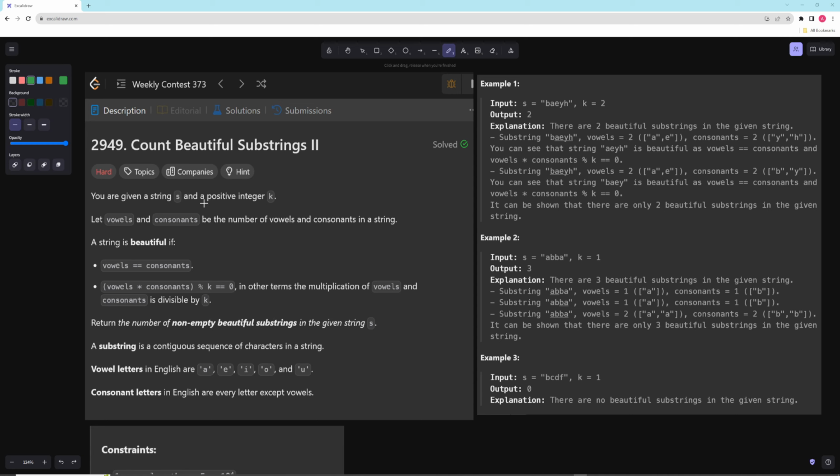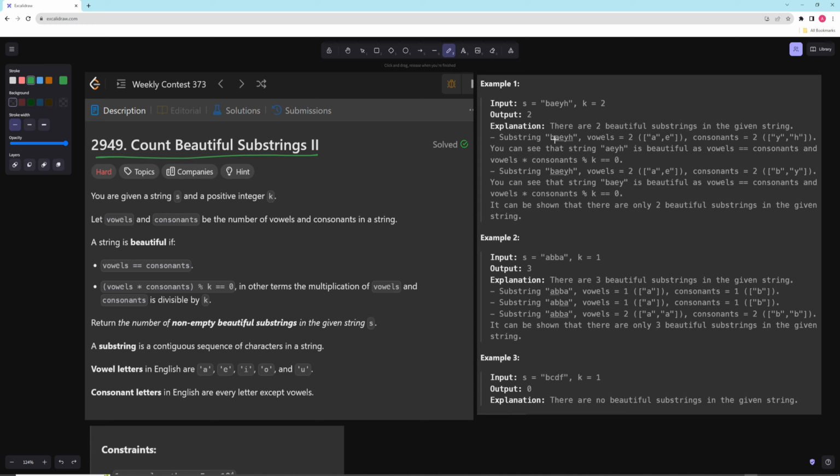So in the problem, it's a pretty basic description. You're given a string s and a positive integer k, and you have vowels and consonants, and that's the number of vowels and consonants in a string. A string is beautiful if the number of vowels equals the number of consonants, and vowels times consonants mod k equals 0. Return the number of non-empty beautiful substrings in string s. A substring is a contiguous sequence of characters in a string, and here are the vowels.